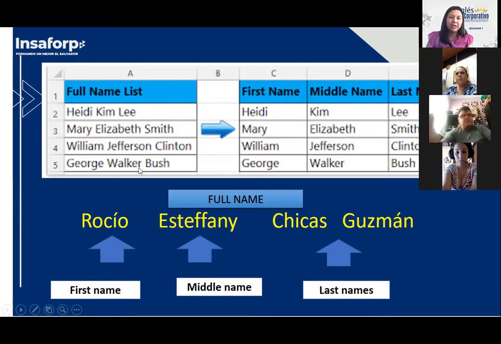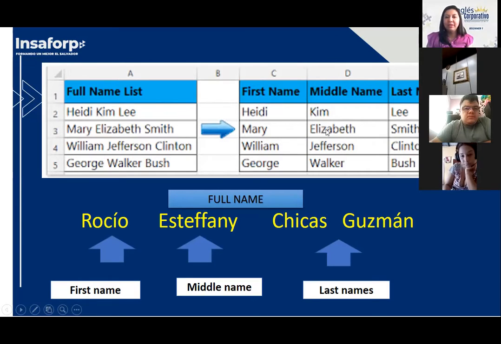We have full names here. In English, in American, people only use one last name, only one. But here in our country, we use two last names. Nosotros usamos dos apellidos, ¿verdad? Pero los americanos usualmente solo usan uno. Nosotros usamos dos, okay? So we have examples here. Heidi Kim Lee. Mary Elizabeth Smith, William Jefferson Clinton, George Walker Bush. So the first name is Heidi, middle name Kim, and the last name Lee. The same first name Mary, middle name Elizabeth, last name Smith. Full name Mary Elizabeth Smith.